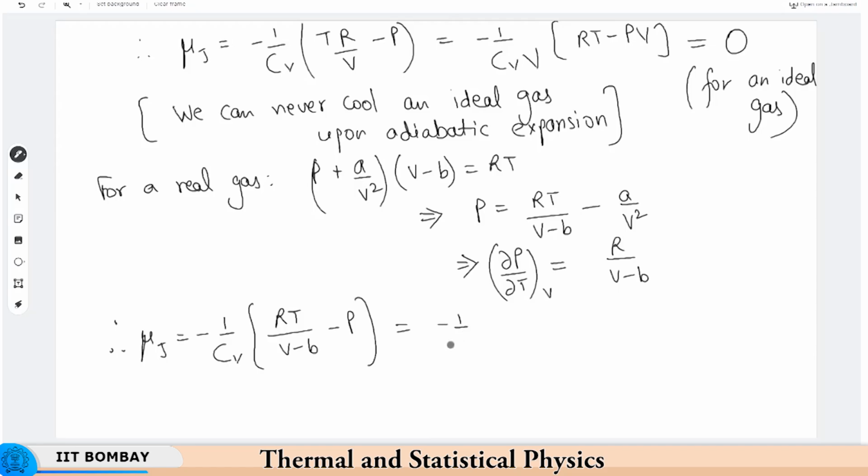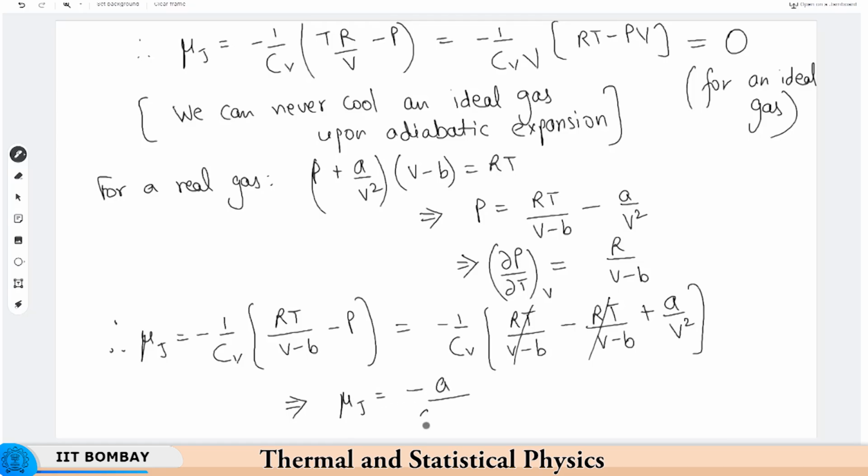So, this is minus 1 by C v times R T divided by V minus B, minus R T divided by V minus B plus A by V squared, and you can see that these two terms cancel out, and the final result that we get is mu j equals minus A by C v times V squared, and this is the result for a real gas, right. So, you can see it is non-zero first of all.